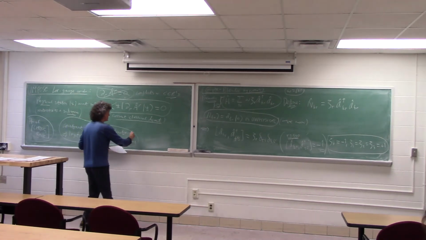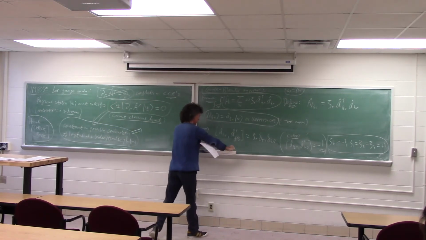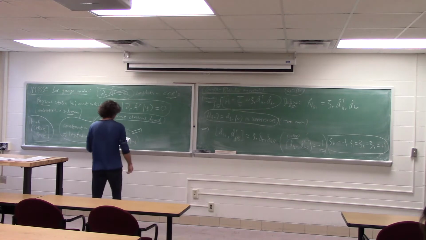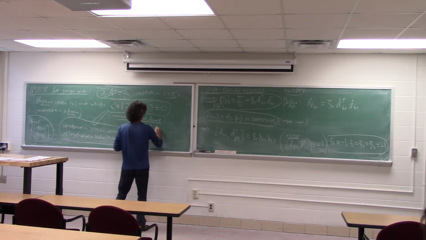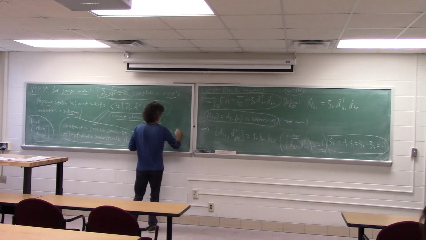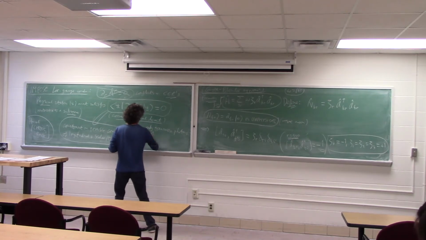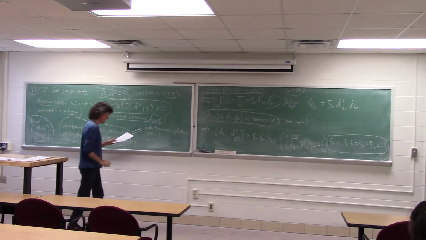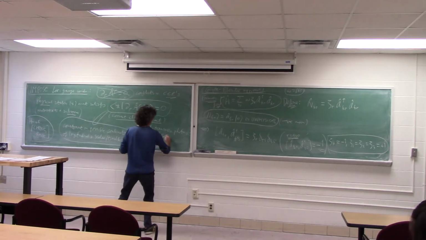But the implication that we're interested in is that only the transverse photons, with index R equal to 1 and 2, actually contribute to the physical observables.